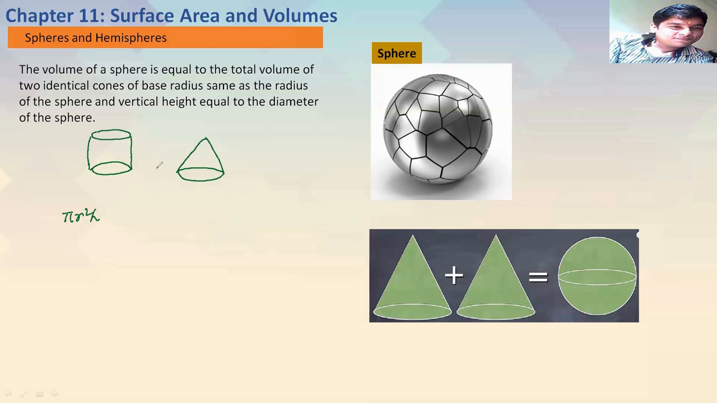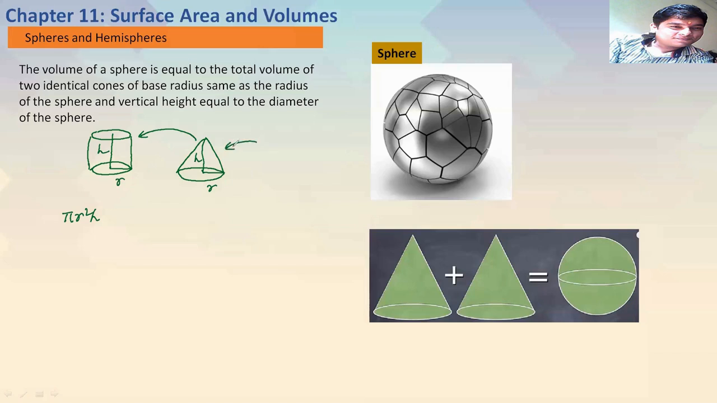Look, I'll just rephrase what I explained the other day. If you have a cylinder with base radius r, the cone also has base radius r. The height of the cylinder is h, the cone also has the height h. Then you know what? 3 times the volume of the cone would be equal to the volume of the cylinder.